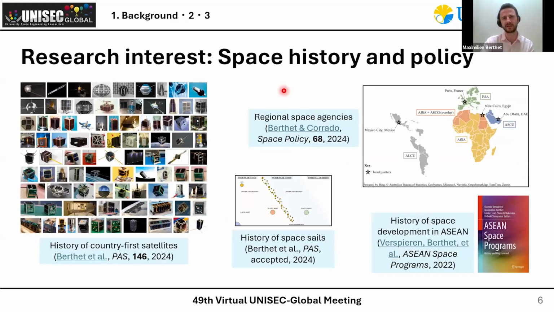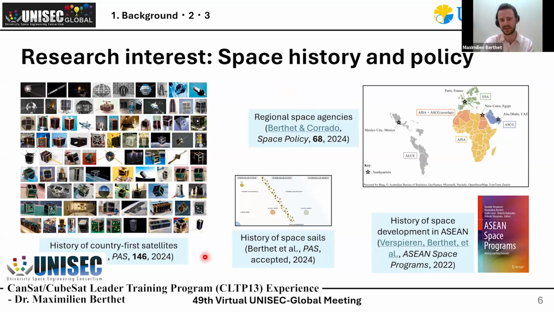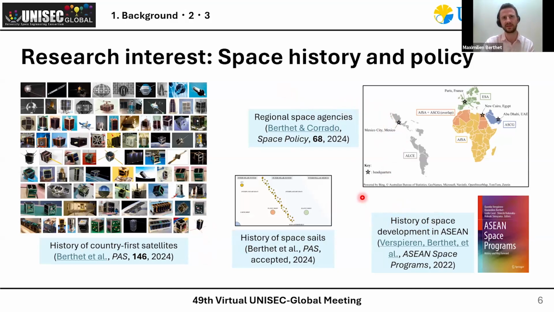So it's more about space history and policy. And in particular, I'm very interested in how space can provide a method for collaboration between different countries. So for example, I've done some research on the history of country-first satellites and how international collaboration is involved in that process. I'm also interested in how countries collaborate on a regional basis. So I've done some research on regional space agencies and the history of space in Southeast Asia. And I'm also interested in how countries collaborate to develop specific technologies, and in particular, solar sails and different types of space sails. So these are some of my main research areas.